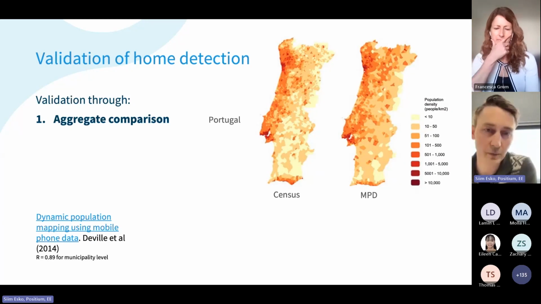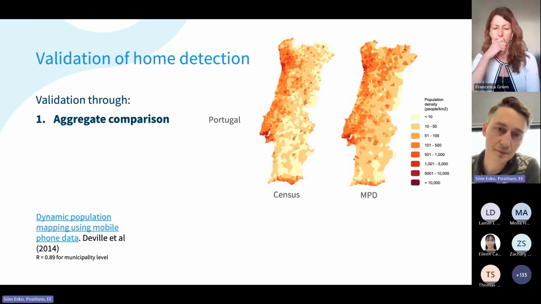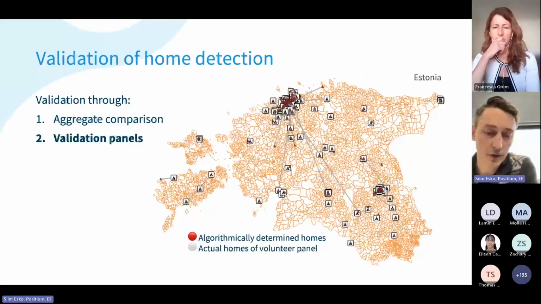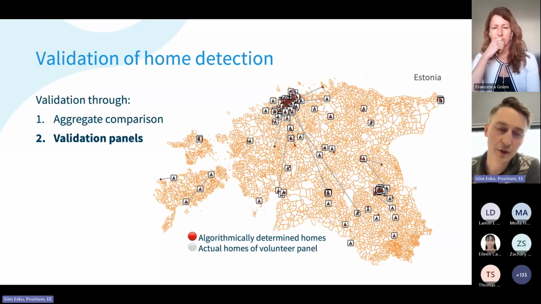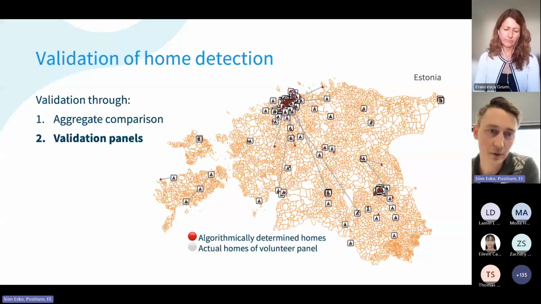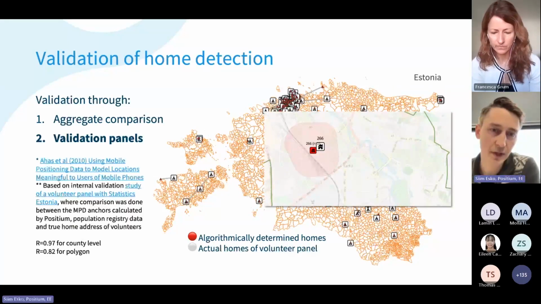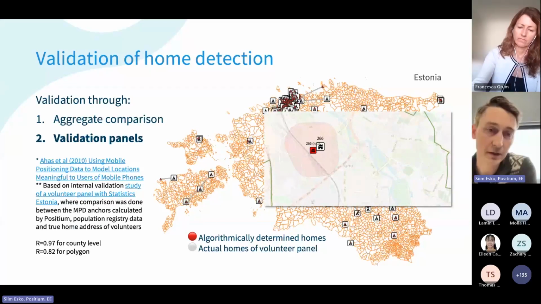You could look at aggregate comparison between census and MPD result, and the results are promising in those countries where they are available. And you can also think about, if you don't have access to full-fledged mobile phone data, you could also try to do a validation panel, a survey-based approach where you ask the persons for their home address. You get the same address from the registry and from mobile telephone operators. So these methods for validation also exist and have been tested to work quite well.